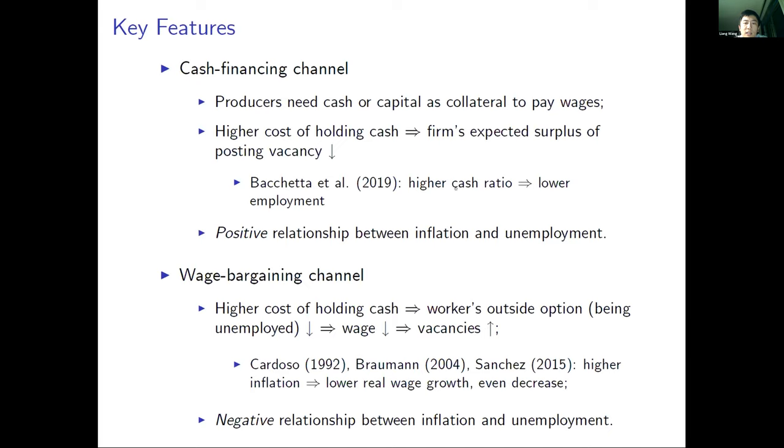So this means the bargained wage between the worker and the firm is going to become lower. That means the firm's effective surplus from posting a vacancy is higher. So the firms want to post more vacancies. And this channel implies that there's a negative relationship between inflation and unemployment. So a higher cost of holding liquidity implies more vacancies and a lower level of unemployment. And we can also find some empirical evidence to indirectly support this channel by showing that when there's higher inflation, there's actually lower real wage growth, or even the real wage is decreasing. It provides evidence to support this channel.